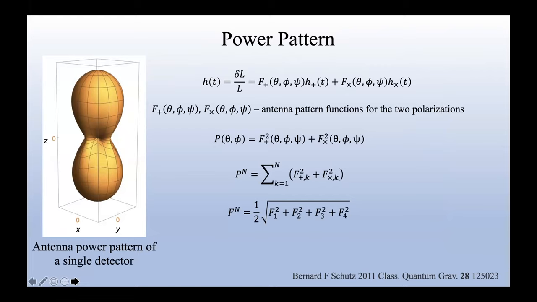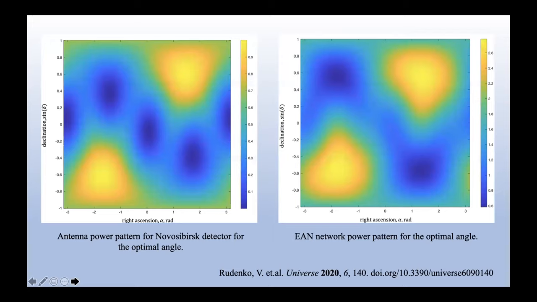The strain detected by a single interferometer is defined by antenna pattern functions for the two polarizations, F cross and F plus. The power pattern of a single detector is just the sum of their squares. Using the single detector pattern functions, one can construct network pattern functions and power pattern. In this picture, you can see the antenna power pattern of the proposed Novosibirsk detector and the network power pattern of the Euro-Asian network.